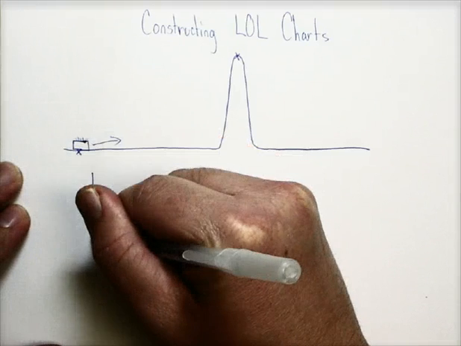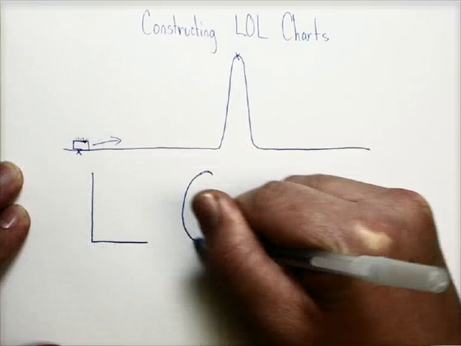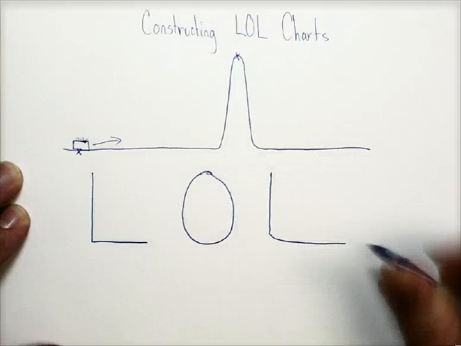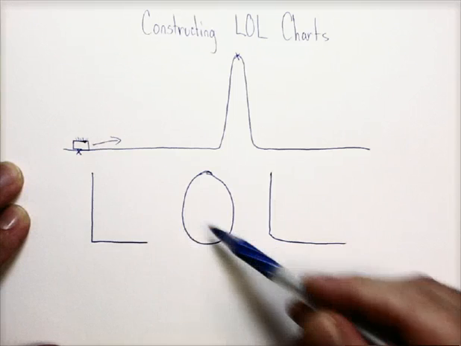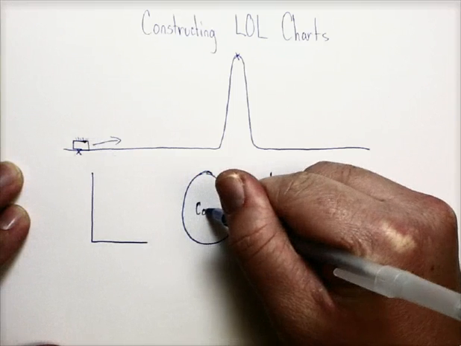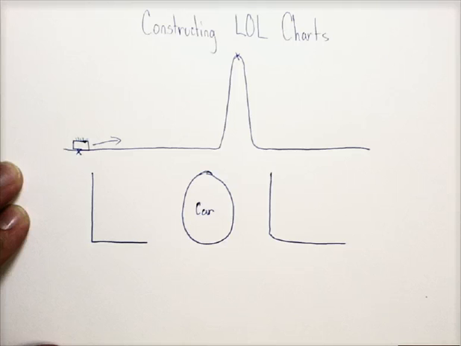So the first thing, write LOL, very large. Each L is going to become a graph, and then we put whatever we want to analyze the energy of. In this case, it's the roller coaster, so I just write car in there.